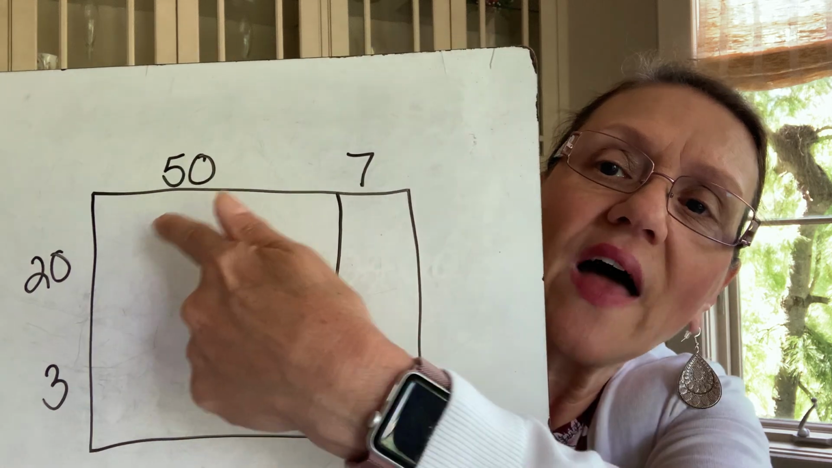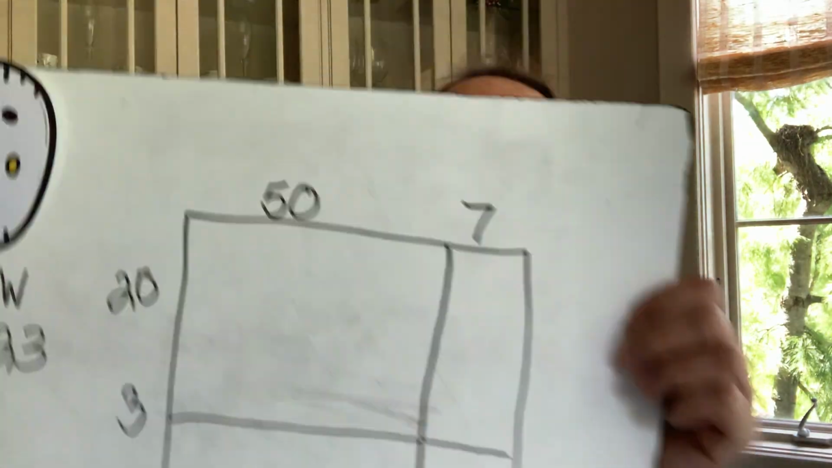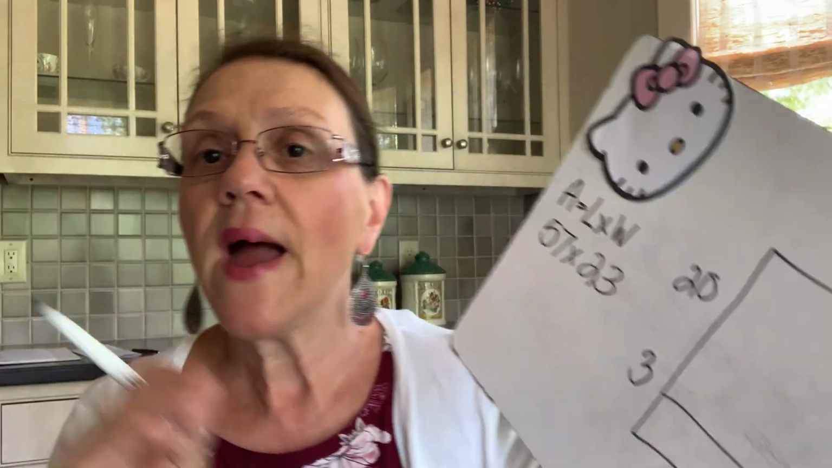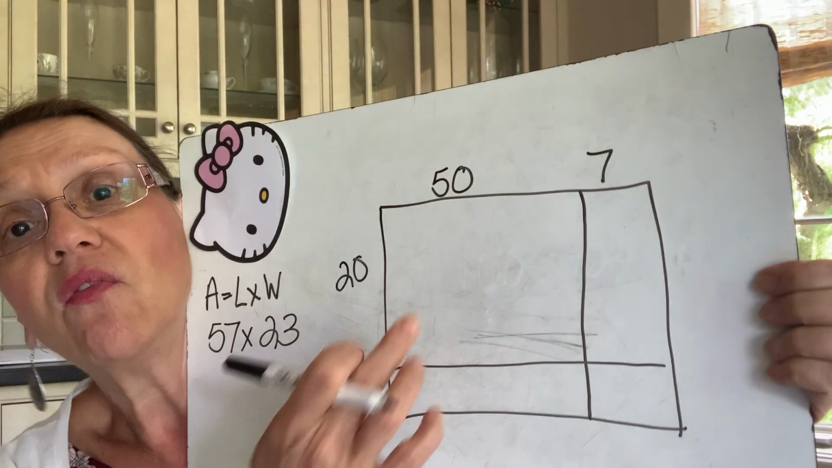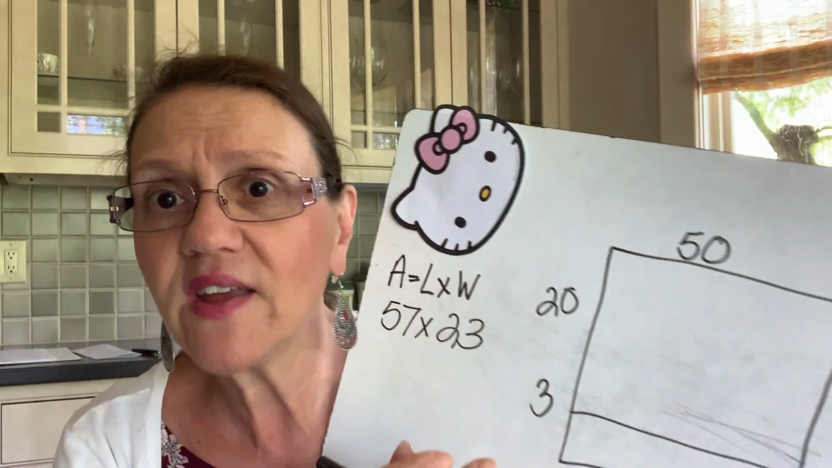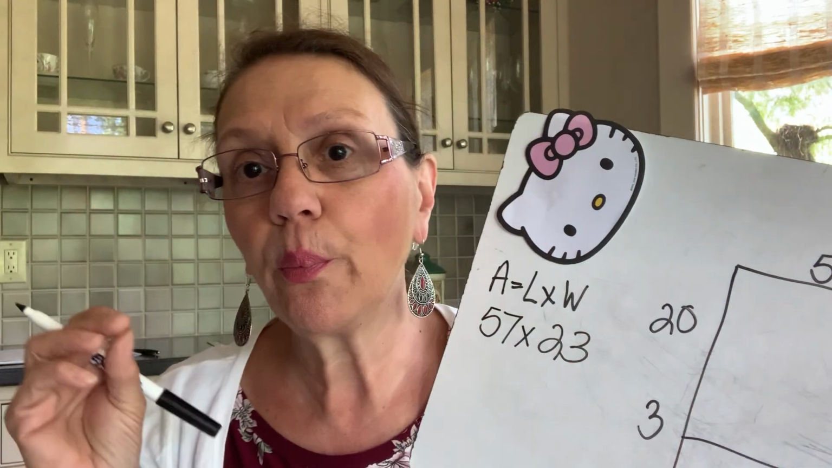So you can see that represents 50, that represents 7. And then I'm going to do the same thing for 23. That represents 20 and that represents 3. Now, using the tens trick that we learned the last time, we are going to find the partial products. In other words, we're going to find the area of all these little rectangles that I've now made. They are called partial products.